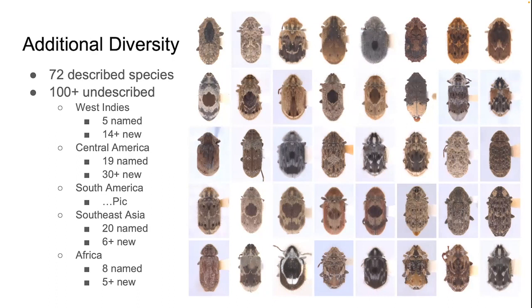Central America, like I said, 19 named, 30 new. South America is kind of a mess because Pete got a hold of it and I have to go to Paris probably to figure any of that out. Southeast Asia, 20 named, probably six new, and Africa named, and probably at least five new. And this is just stuff that I've seen from US collections. This isn't really international. So the fauna is probably more than 100 undescribed, but for a cool group like this, it's kind of surprising.